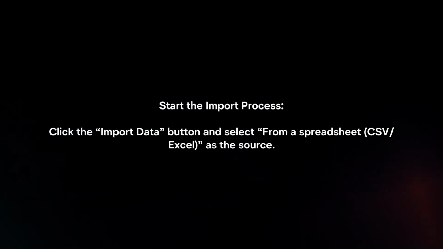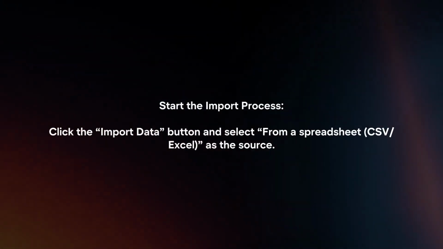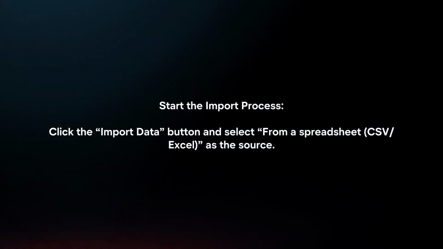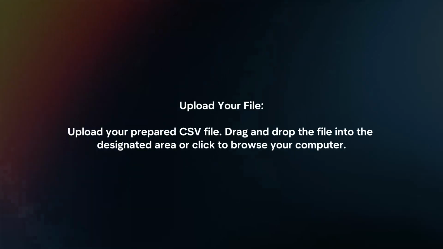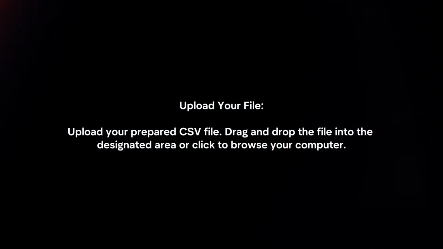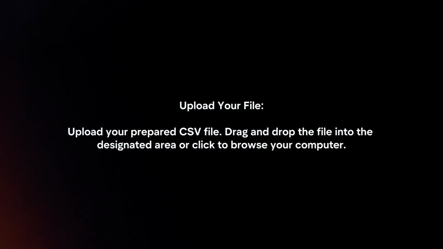Start the import process. Click the Import Data button and select From a Spreadsheet as the source. Upload your file. Upload your prepared CSV file. Drag and drop the file into the designated area or click to browse your computer.